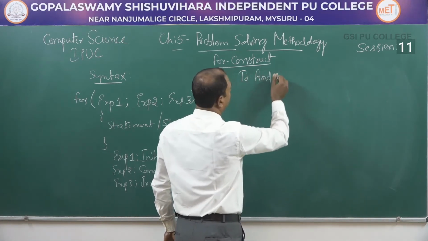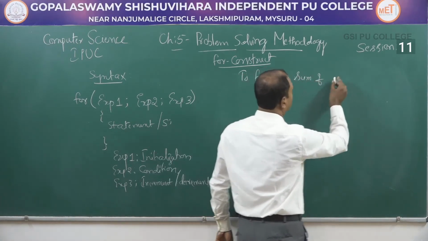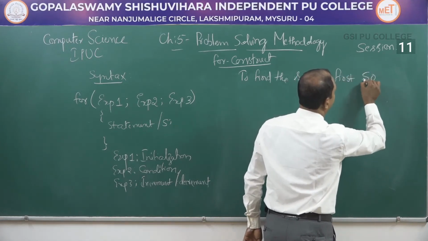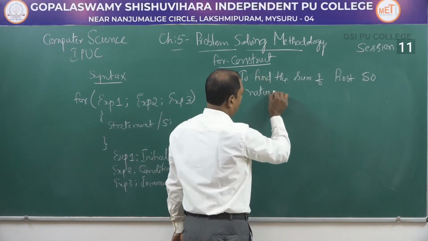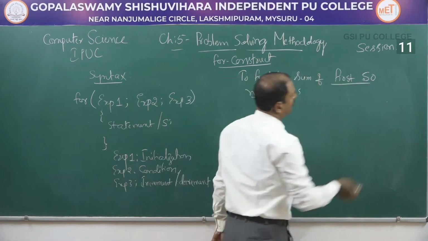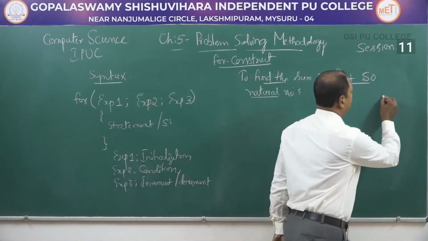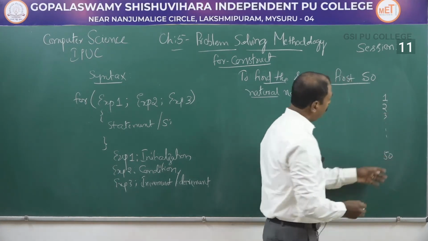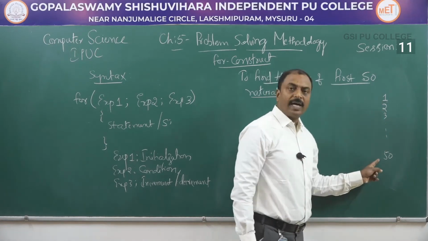To find the sum of first 50 natural numbers. The meaning of the question is, we are supposed to add the numbers from 1, 2, 3 up to 50. So this is natural numbers from 1 to 50. We have to add this.